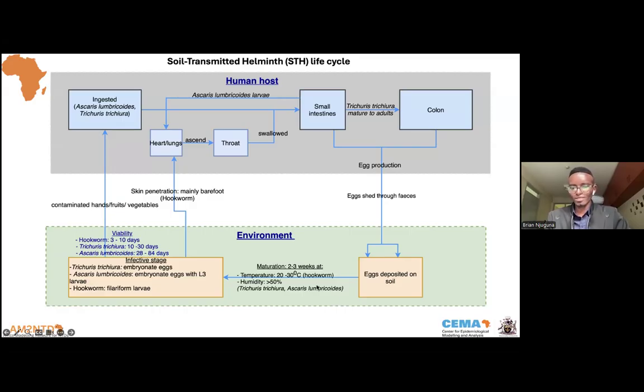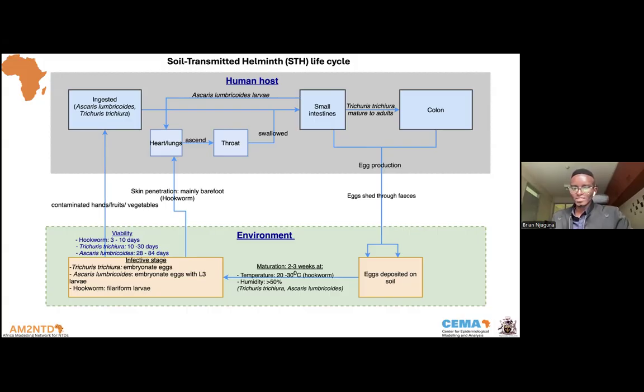Once in the environment, and specifically in the soil, under favorable conditions, these eggs mature to the infective stage, which is shown here in this box. So the Trichuris and Ascaris mature to embryonated eggs, while hookworm matures to filariform larvae. These are the infectious stages. For Ascaris and Trichuris, the infection occurs by accidental ingestion of these eggs. What I mean by that is taking contaminated fruits or vegetables, or using contaminated hands to eat.